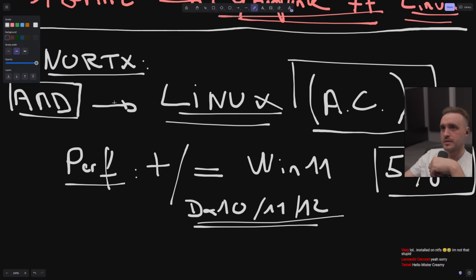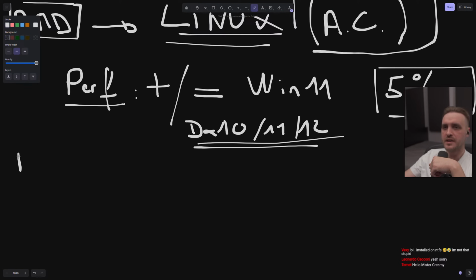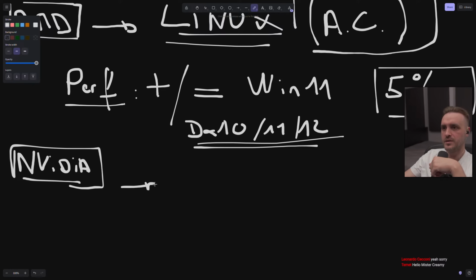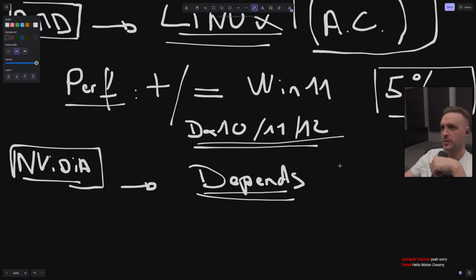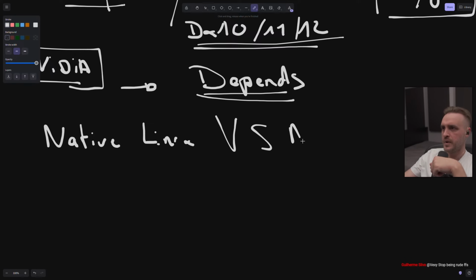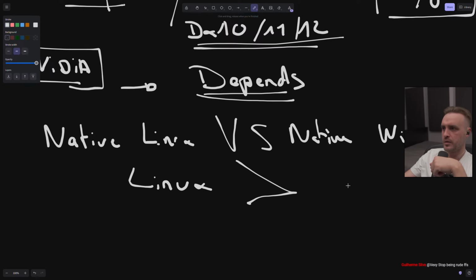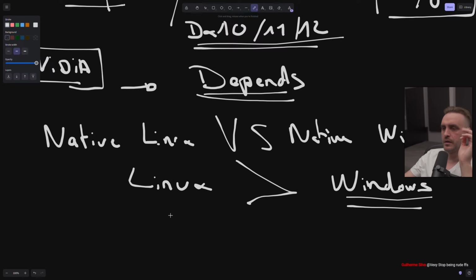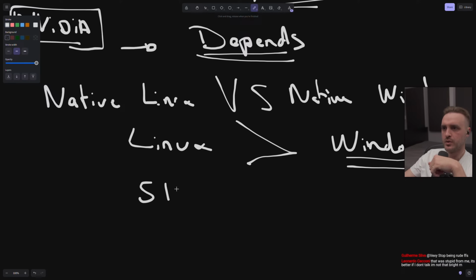What about Nvidia? Why do I say no to Nvidia? It's another story, and I'm gonna tell you why. For Nvidia, it depends. And it depends on what? This is my experience, native Linux versus native Windows game. Linux is always superior to Windows when the game is native. It's always better. Example, Shadow of the Tomb Raider.